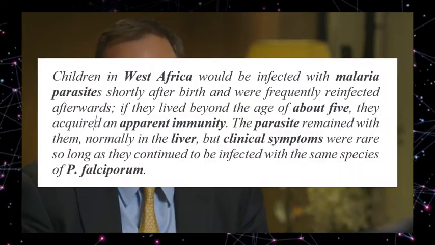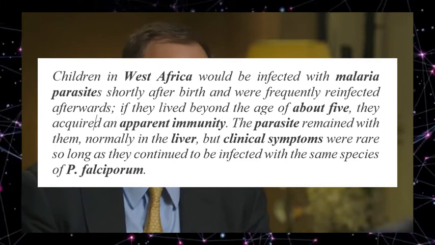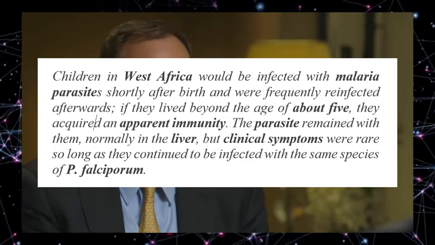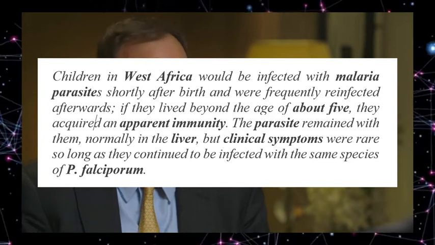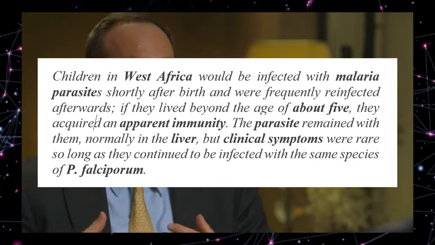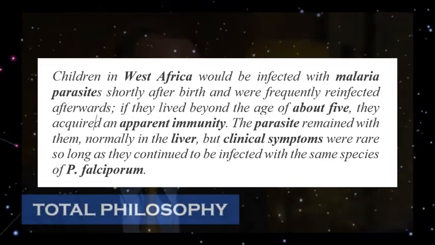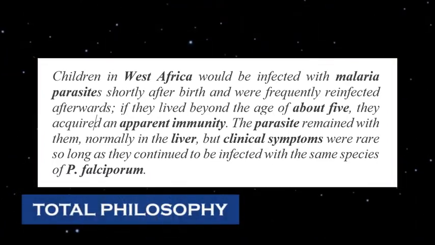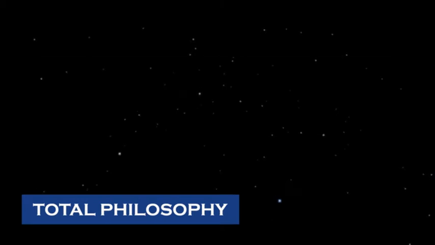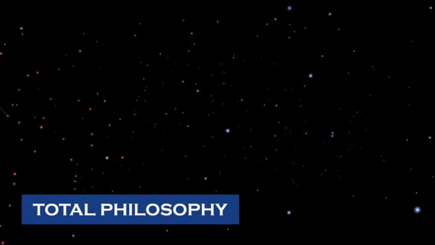Children in West Africa would be infected with malaria parasites shortly after birth and were frequently reinfected afterwards. If they lived beyond the age of about 5, they acquired an apparent immunity. The parasite remained with them, normally in the liver, but clinical symptoms were rare so long as they continued to be infected with the same species of P. falciparum. The more recent books on malariology confirm this conclusion.